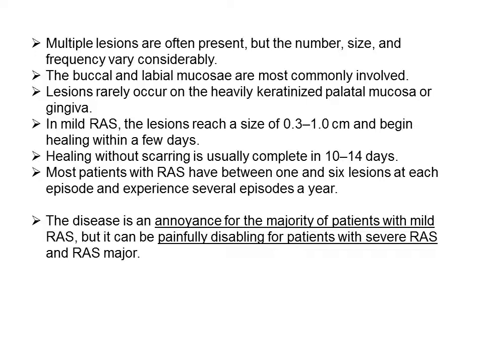So this is what we call recurrent aphthous stomatitis. We should have one to six lesions in each episode, and there are several episodes in a year. The disease is annoying for the majority of patients, and patients feel unable to eat, and there is pain in the ulcer. Sometimes they need medication.